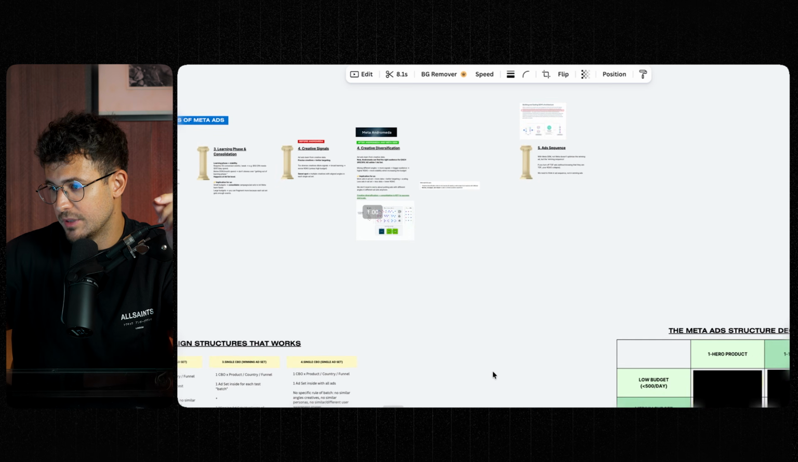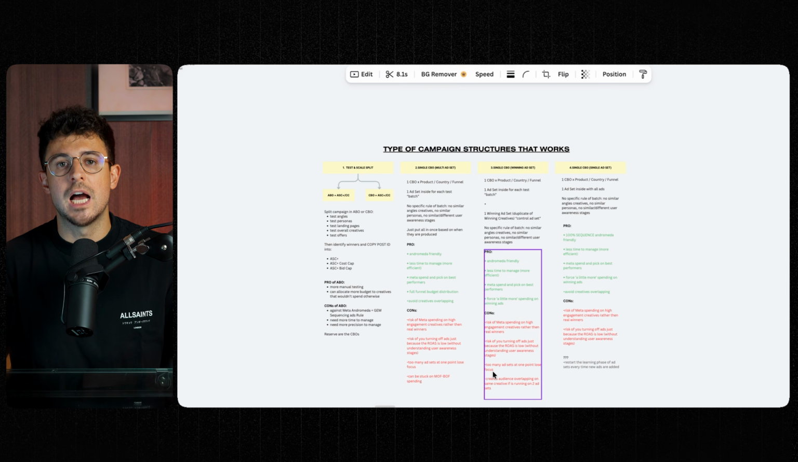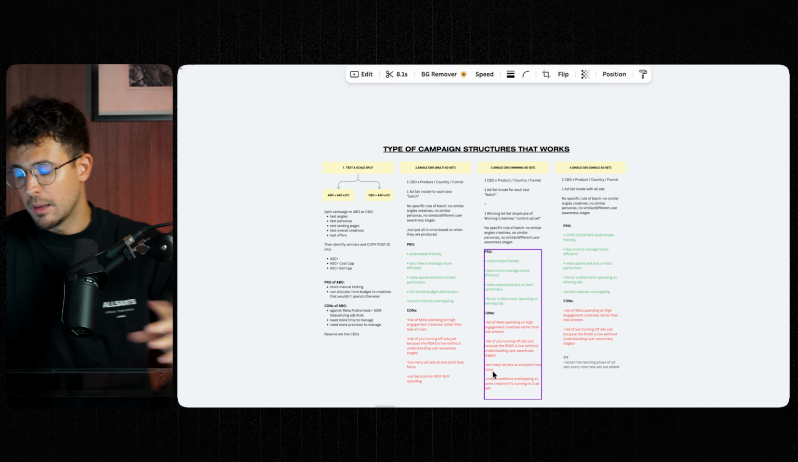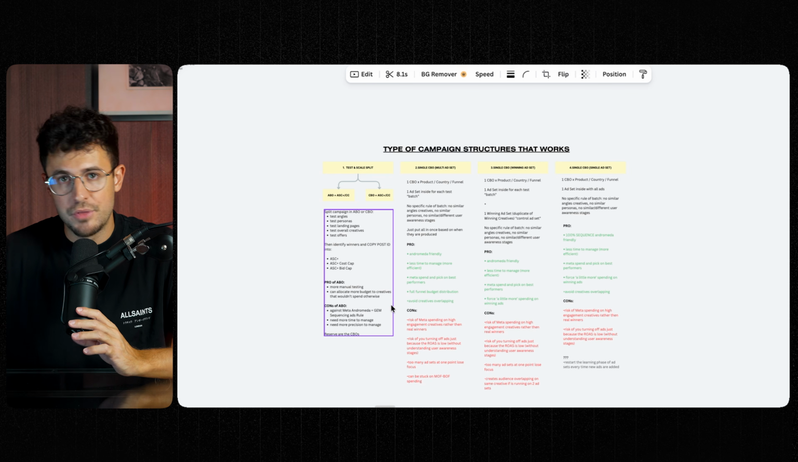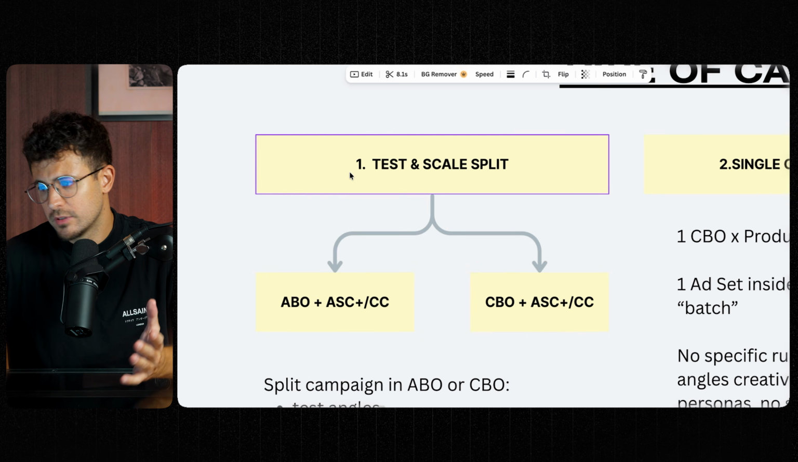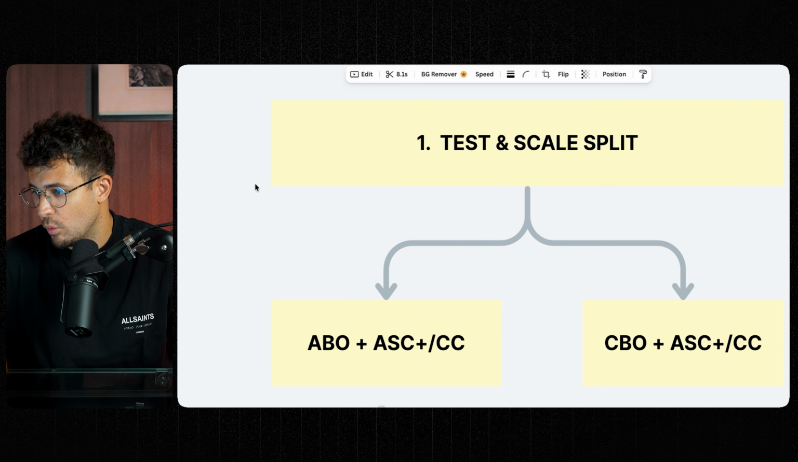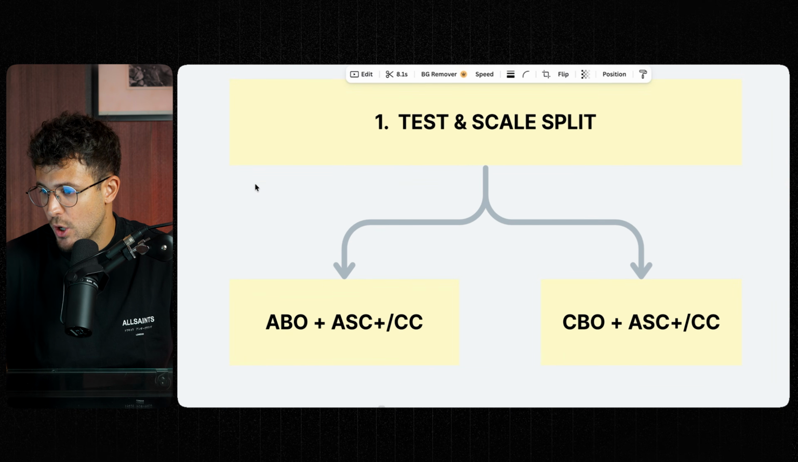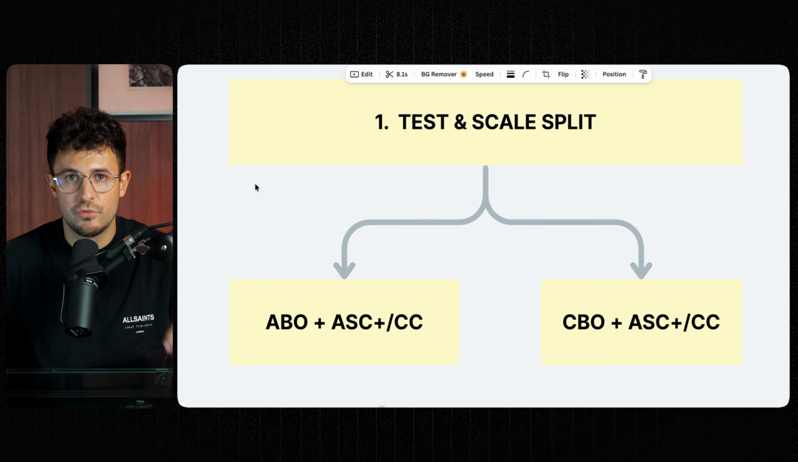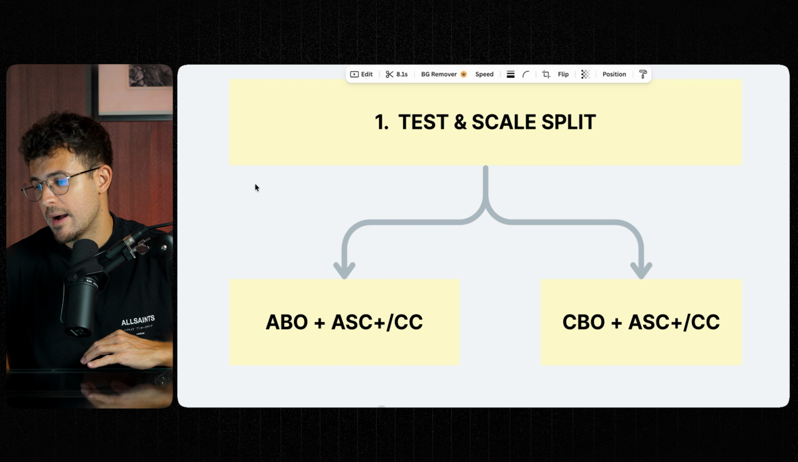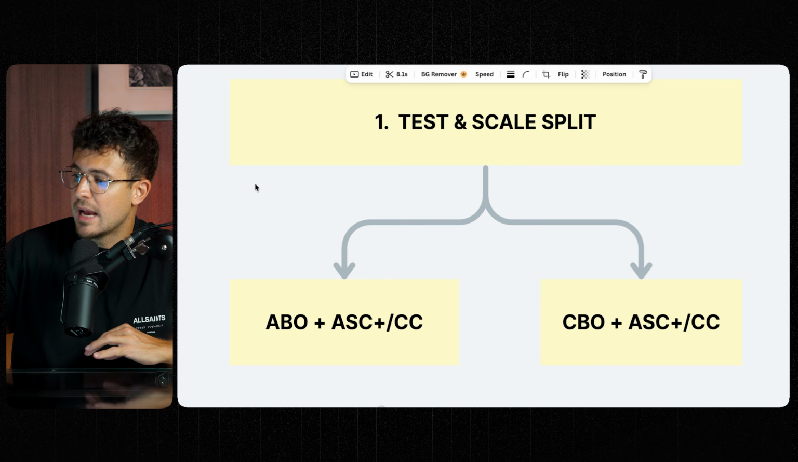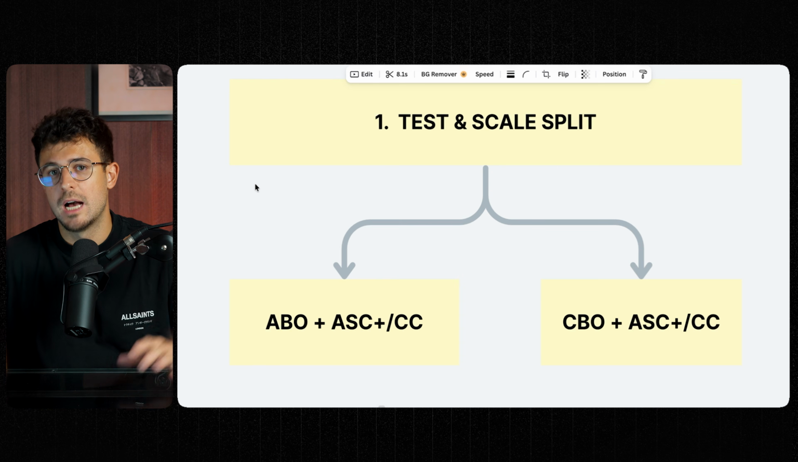Now, once we have all of this, let's go into the different types of Facebook ad campaign structures that work nowadays after GEM and Andromeda. The first one is the OG test and scale split. Yes, this campaign structure still works. What you want to do is have an ABO for testing, and then an Advantage Shopping Plus, cost cap or bid cap for scaling, or you can have a CBO in testing and Advantage Shopping Plus, cost cap in scaling.